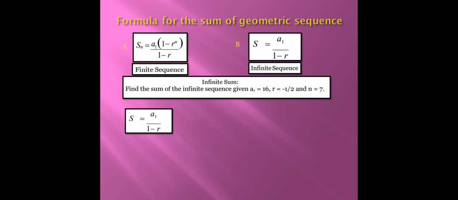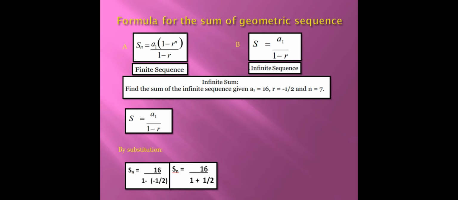Okay, so using formula B for the infinite sequence. By substitution, we have now S sub n. Because it is infinite, wag natin lagyan ng 7 dito. So S sub n, because it is an infinite sum. Okay, infinite sequence. So A sub 1 now is 16 over 1 minus the common ratio, negative 1 half. Okay, so maging ganito na siya.